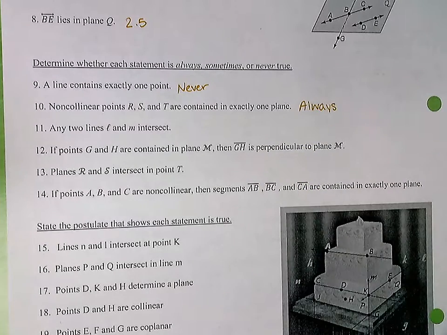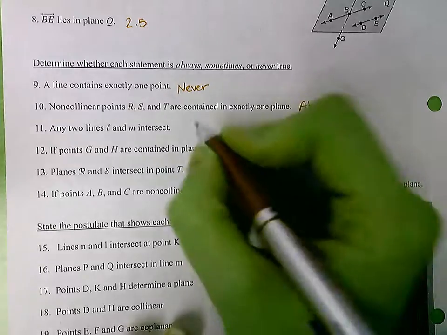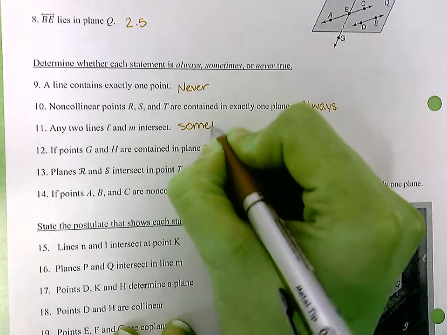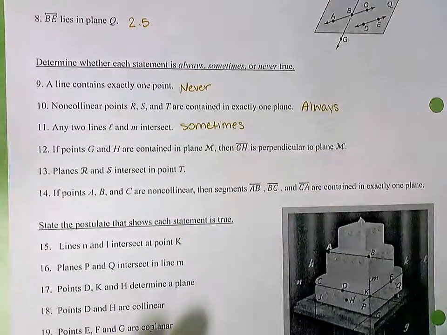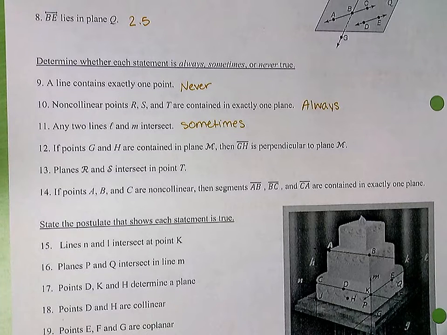Does it have to be 3? Yes. It can be more than 3. It can't be 2 though. It has to be 3 or more. Why can't it be 2? Because that makes a line, not a plane. Number 11, any 2 lines L and M intersect. It is sometimes, because those 2 lines could be parallel and they will never intersect.